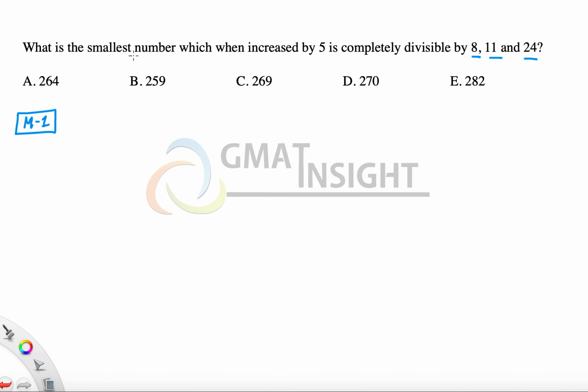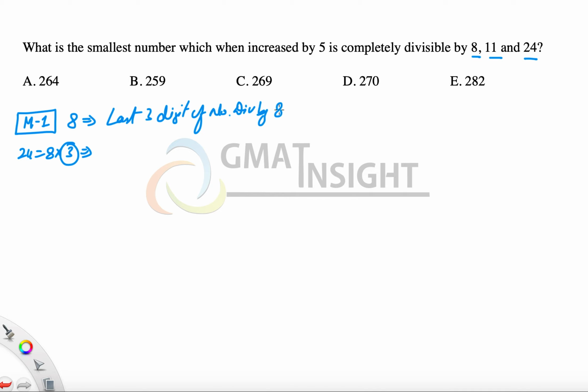Now we have to find out the smallest value which when increased by 5 is completely divisible by 8, 11 and 24. Now we should understand the first thing is the divisibility test of 8 and then 24, which can be written as 8 multiplied by 3. So we should also know the divisibility test of 3. The divisibility test of 8 says that the last 3 digits of the number should be divisible by 8.